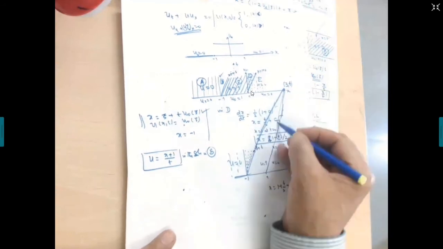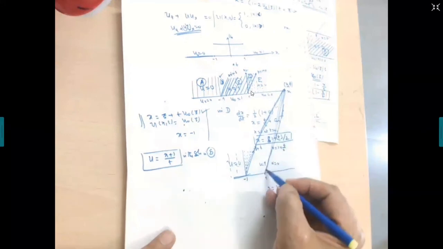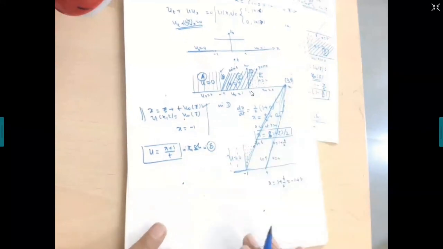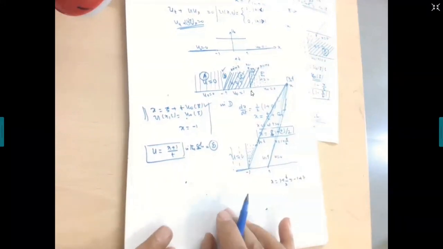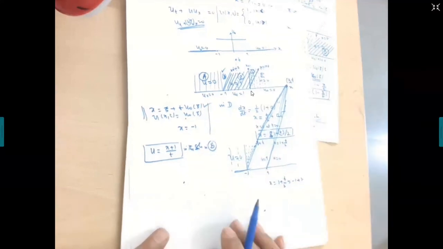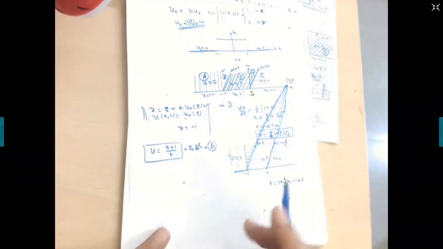Where they intersect. The figure is not perfect, but please try to sketch it correctly, okay? So this is (3, 4). Now, what is the next?